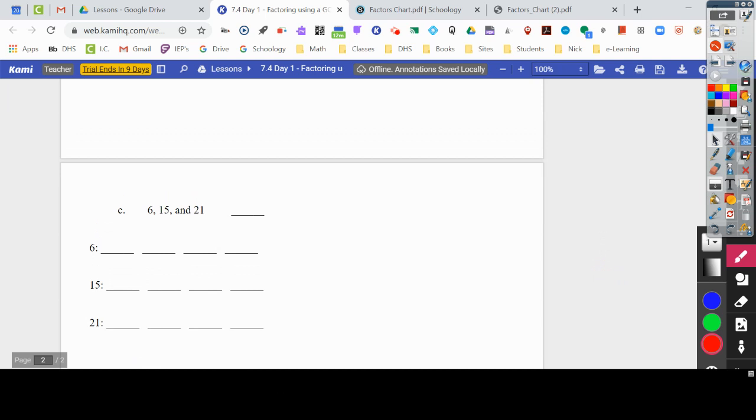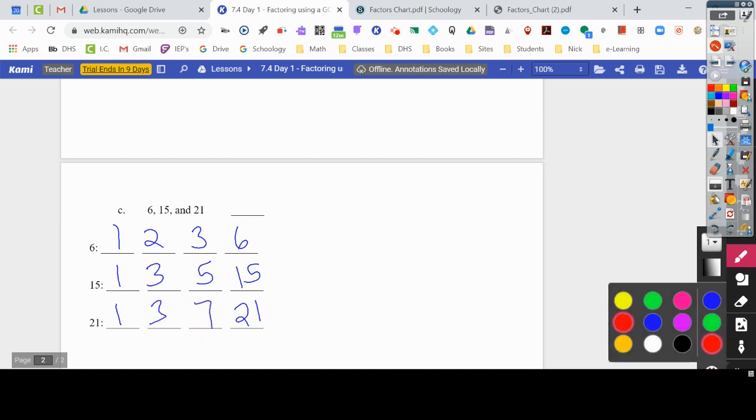What if we have to find the GCF of 3 numbers? Well, guess what? It's going to be the same idea. We're going to list out all the factors of each one of these 3 different numbers, and we have to find the greatest thing in common for all 3 of them. So we have 1 times 6, and we have 2 times 3. Those are my only factors of 6. And for the number 15, we have 1 times 15, and we have 3 times 5. And then for the number 21, we just have 1 times 21, and then 3 times 7.